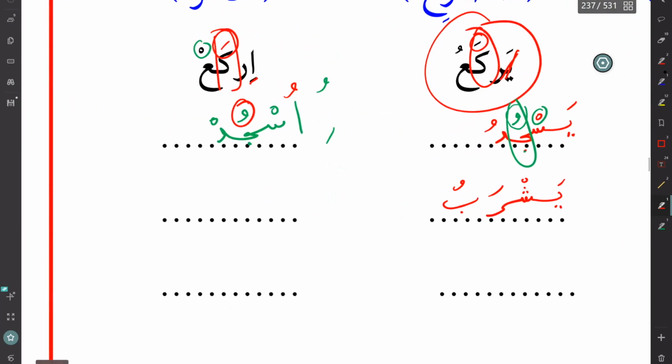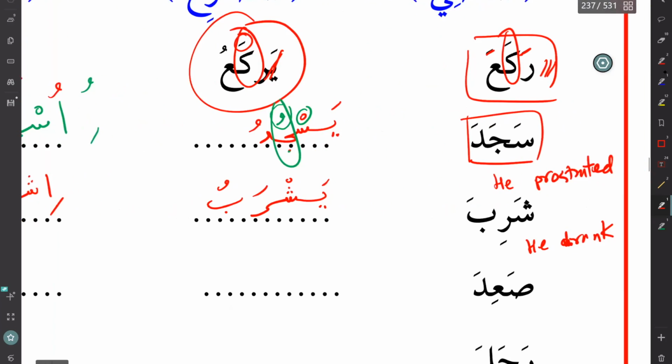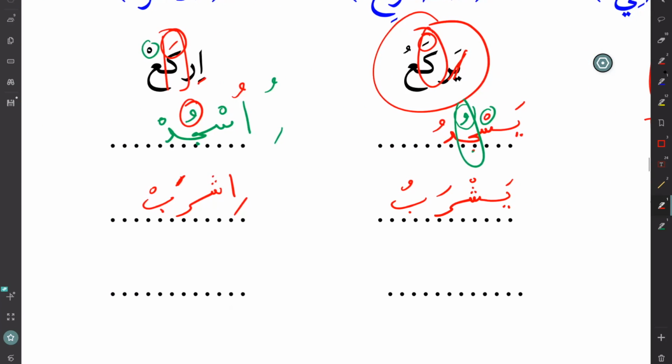And what would be the command verb? Okay, it's very simple. Sin, ra, ba, sukun, and we have hamzatul wasl. We have to put kasra. The only time we put anything else other than kasra is when the middle letter is dhamma. We use dhamma. So it will be ishrab. Shariba, yashrabu, ishrab.